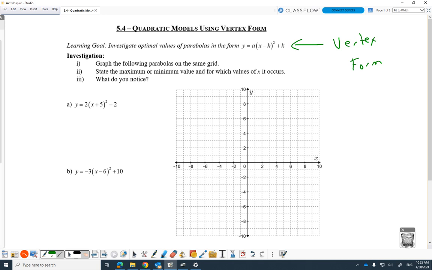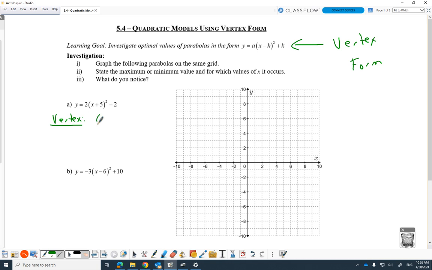So, investigation. Graph the following parabolas on the same grid. State the max or min. What do you notice? Apparently I'm going to notice something. Here are the steps to graphing again. Write down the vertex. This is grade 10, vital steps. Difficult? I hope not. I hope this is going to be pretty straightforward, but vital. What is the vertex here?